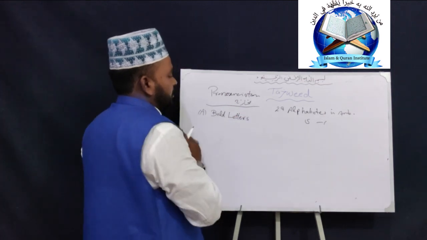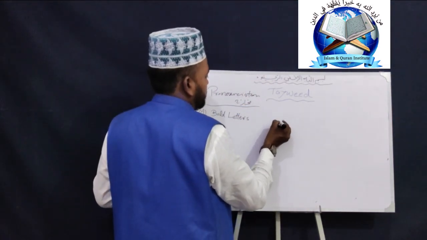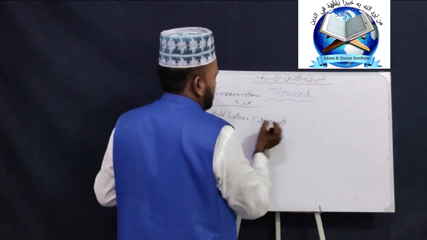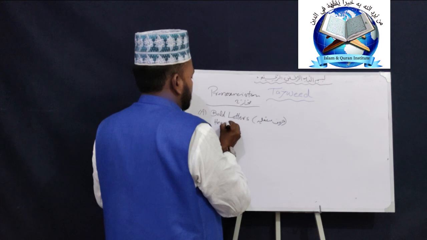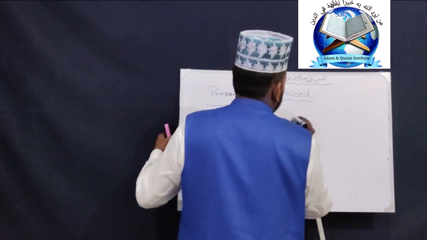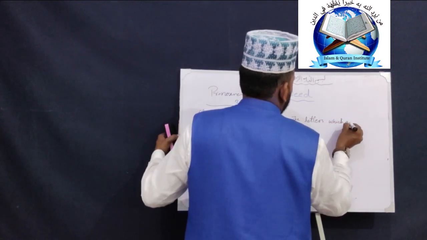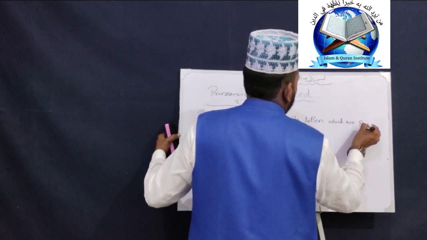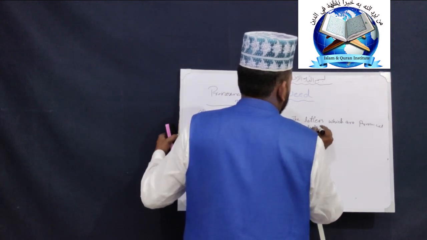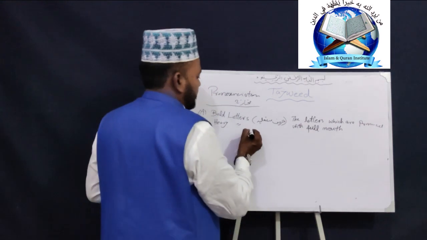Bold letters are called huroof mustaliya, meaning heavy or bold letters, which are pronounced with full mouth. And they are a total of 7.